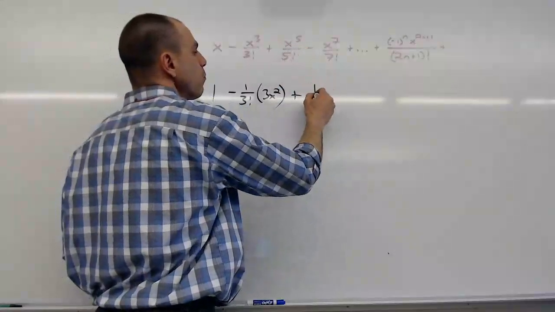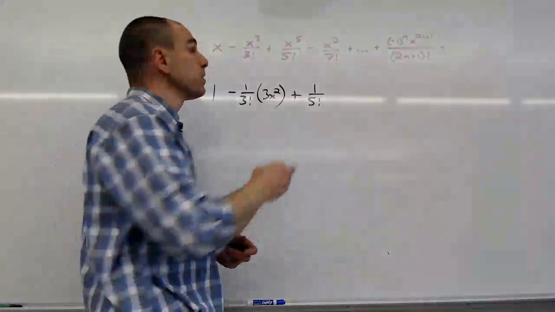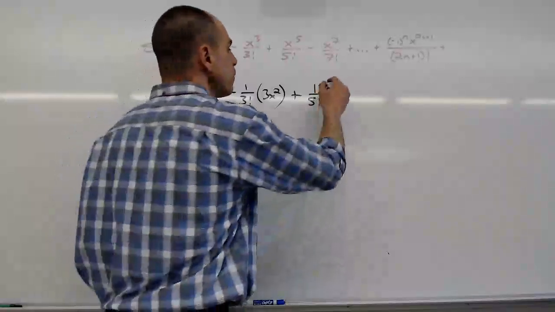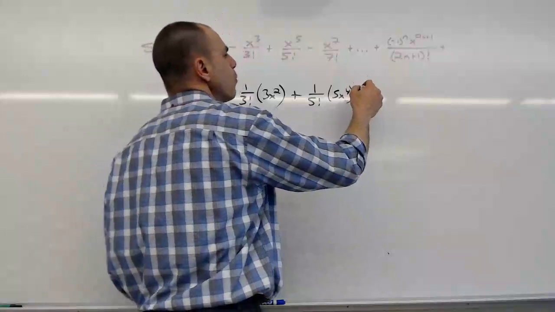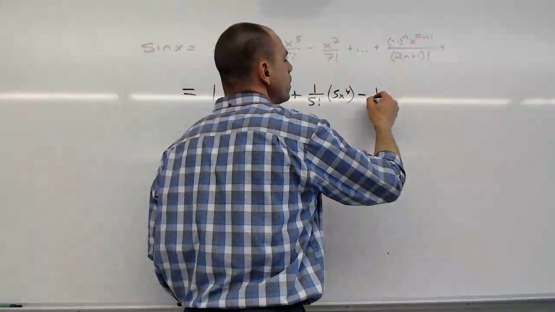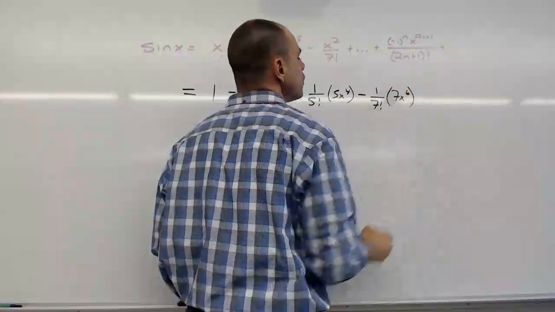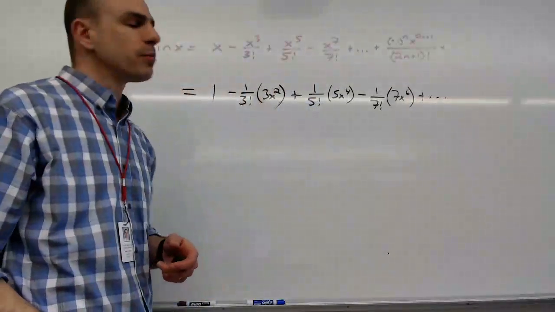Same idea. 1 over 5 factorial is a coefficient, so when we derive it, it stays. And how about the derivative of x to the 5th? 5x to the 4th. Right, and why not one more? So we have minus 1 over 7 factorial times 7x to the 6th. All right. Well, what happens when we kind of simplify this a little bit?